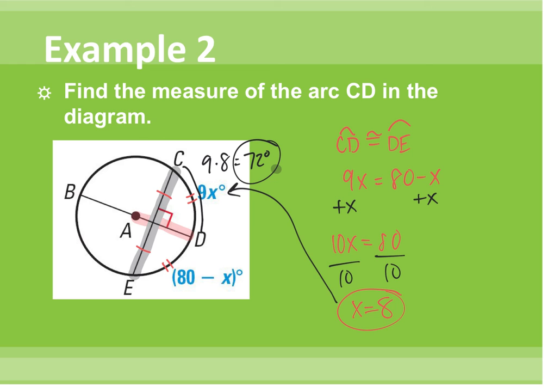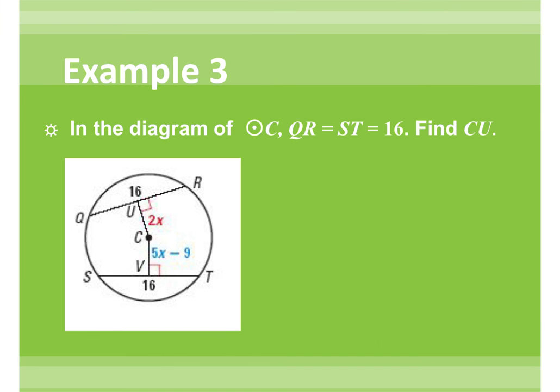Yes? You could do that as well. You could do 80 minus 8, and you would get 72. Because they have to be the same length, right? So that's actually a really good way to check to make sure that you got the right x value. Okay? Questions on this one? All right, good work, guys. Let's take a look at the last one.